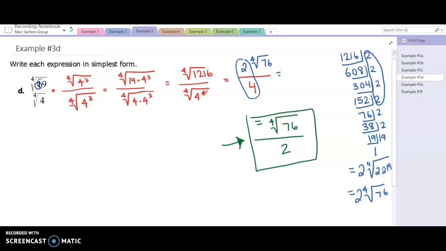So then we can combine the 19 and the 4th root of 4 cubed to get the 4th root of 19 times 4 cubed, which is 1216. It's a big number, but it's doable. Not too bad, right? So we broke 1216 down with its prime factorization, and we got that it would equal 2 times the 4th root of 76, and then the 2 over 4 cancel. So we're left with 4, the 4th root of 76 over 2, and that should have been your final answer.